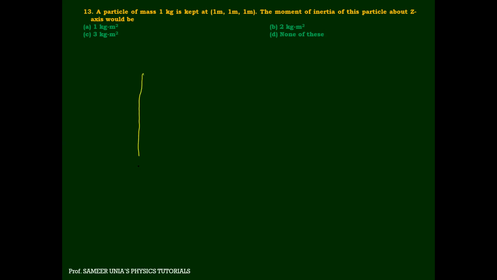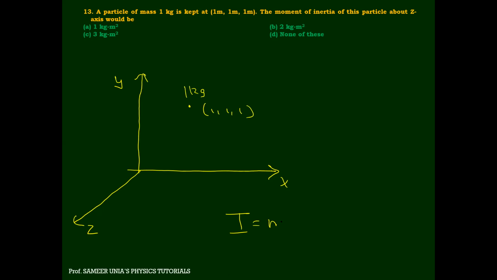So pay attention, beta. Z axis here. There is 1 kg kept in air at 1, 1, 1. Moment of inertia about z axis. Can I say moment of inertia about z axis of a single particle is mass into distance square from the respective axis? I know the distance from the y axis is 1 meter. The distance from the x axis is 1 meter, correct. So what will the distance from the z axis be?